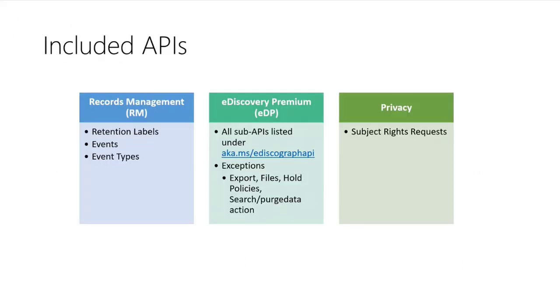Now, there's a couple of new APIs that have released or are in the process of releasing for what we call Security, Compliance, Identity, and Management, SCIM. The main ones that we're going to be focusing on today are right in the middle. This is our eDiscovery Premium APIs. If you're interested in seeing which ones are included with this V1 release, you can go to aka.ms/eDiscoGraphAPI. There are a handful of these that were in beta previously that did not make their way to V1. This includes the export files, hold policies, and also the purge data action that was out there. These are ones that are still in beta.